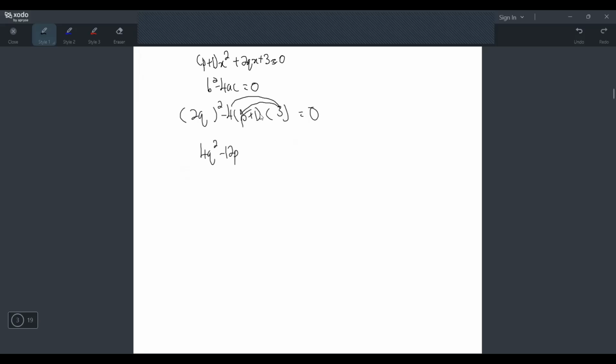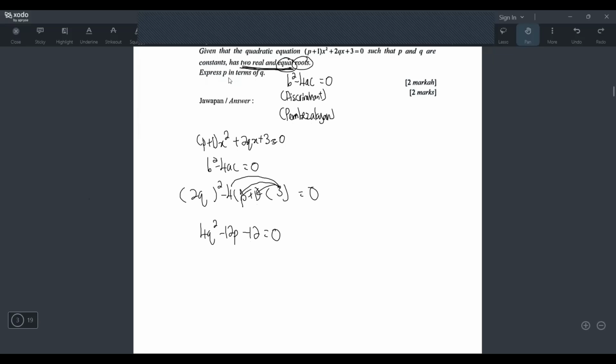Negative 4 times 3 is negative 12 times 1 is negative 12 equals 0. But they want to find p in terms of q or q in terms of p. They want p in terms of q. It's written here. So it means you want the p to be single. So how do you make the p single?